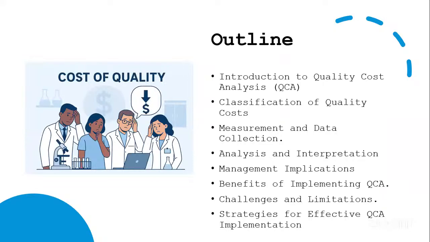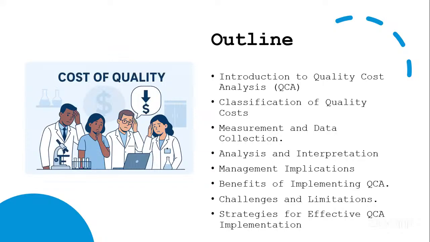Then we will look at the classification of quality costs. How do we classify these costs that arise due to quality? Number 3, we'll be looking at measurement and data collection. Measurement of what? Measurement of the costs that are aligned to quality service provision. And where do you collect data from? We'll be looking at such things.